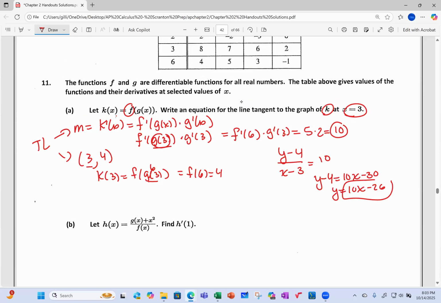So that was a function within a function derivative. The derivative of the outside, repeat the inside, times it by the derivative of the inside. And it's pretty cool, guys. Just sub in the value of 3 and pull the values from the table.